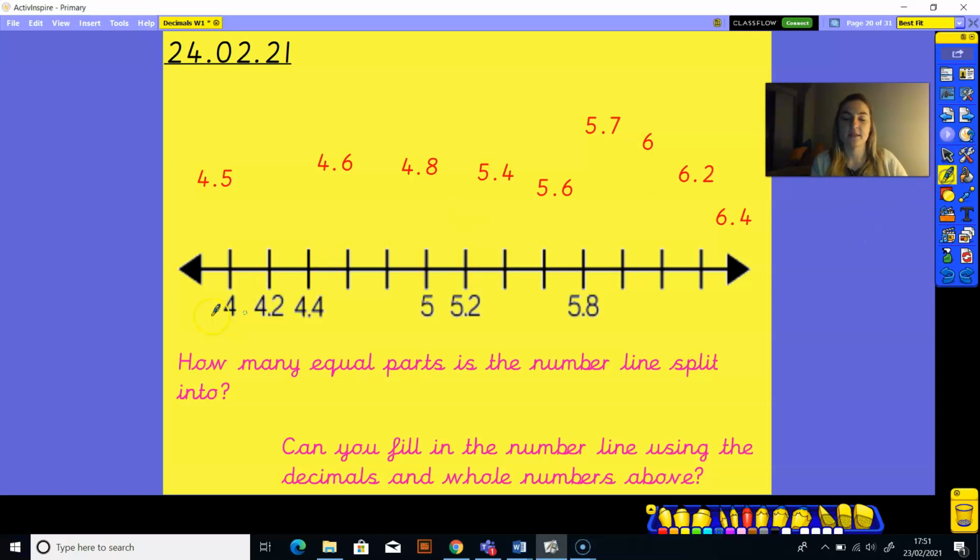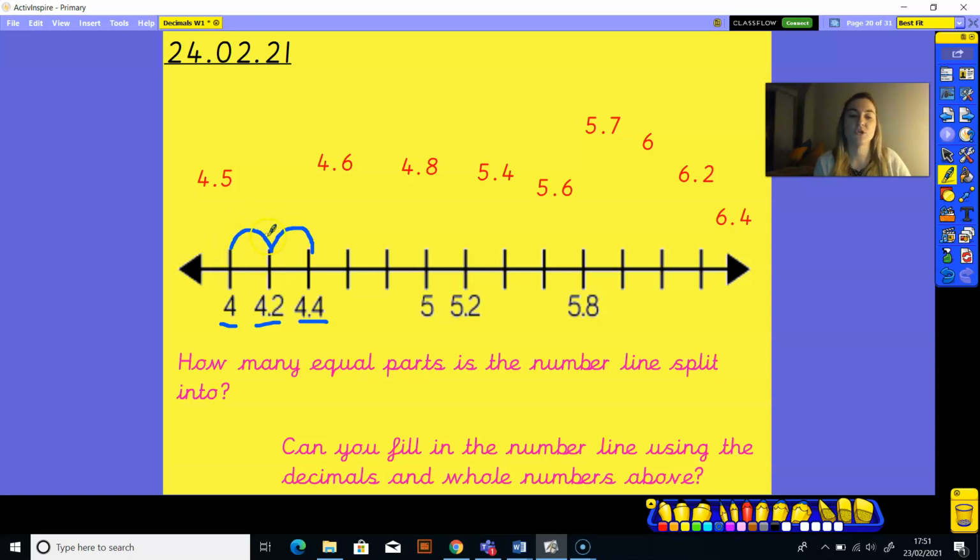If you noticed that they are going up 2/10 each time, then you would be right. Because here you can see we've got 4 as a whole number, 4.2, 4.4, and then here we've got 5 as a whole number and 5.2. So we know that it is jumping up in 2s. So each time we jump up, we're jumping up 2/10. So we're adding 2/10 onto our number.